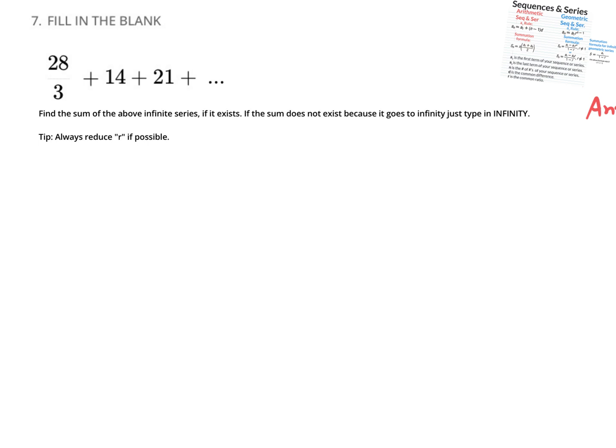14 divided by 28 over 3. That's also 3 over 2, okay? So once again, when you go 21 over 14, that reduces down to 3 over 2. So that's a common ratio.